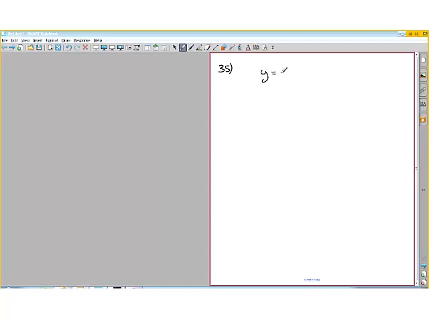And what we have is two quadratic equations, one that points up and one that points down. And there's going to be a point of intersection, which we might be able to deduce from the curve, but we'll do it analytically as well. So I think that's what it is. 35. Okay.